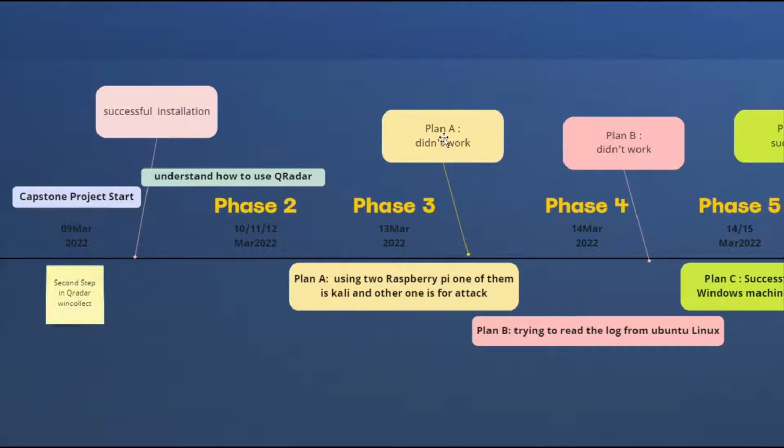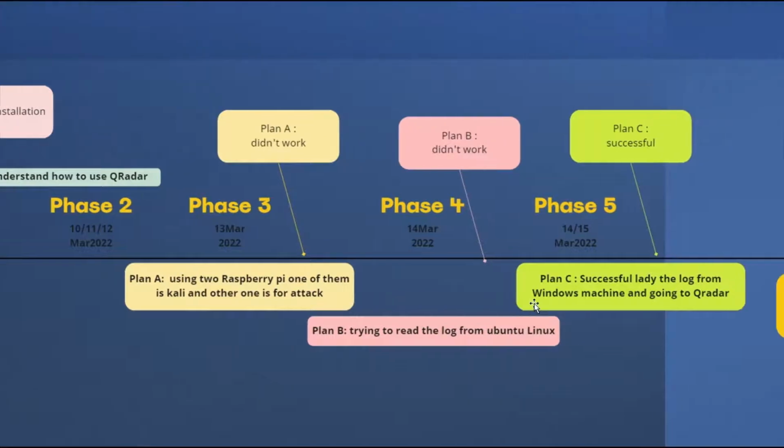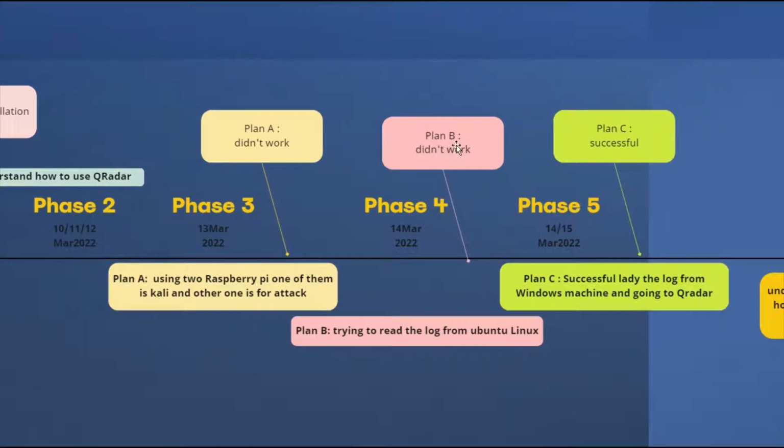That was my plan A, and unfortunately plan A didn't work for me, because the idea was using two Raspberry Pi, one of them Kali and one of them for the attack. Then I went to the second plan. Phase 4 also didn't work for me. Plan B was trying to read the log from Ubuntu Linux. I faced a lot of errors in this phase.